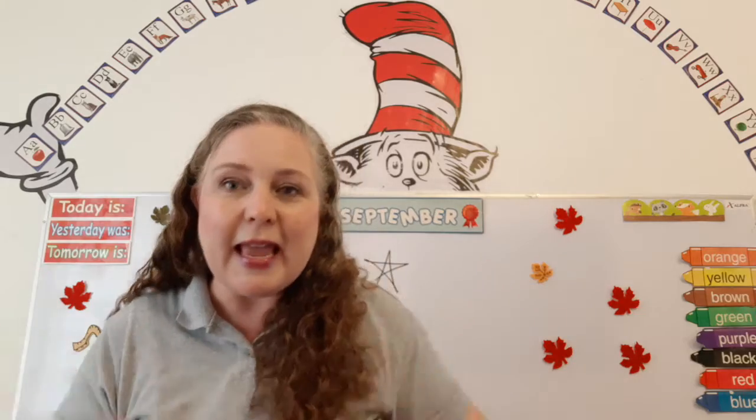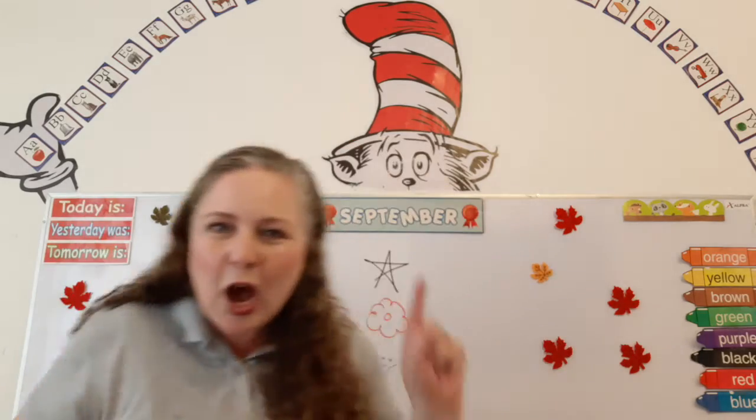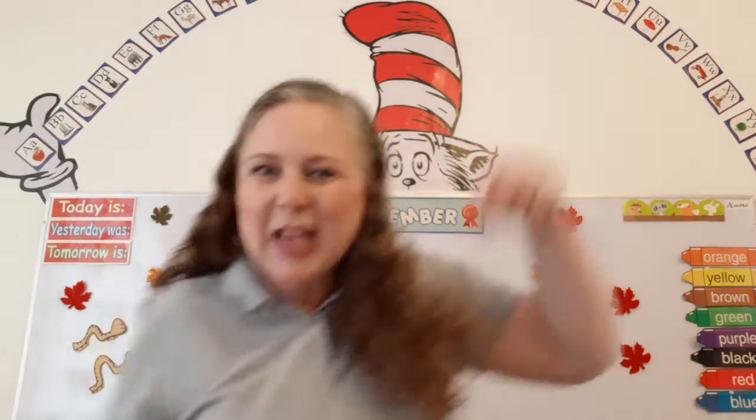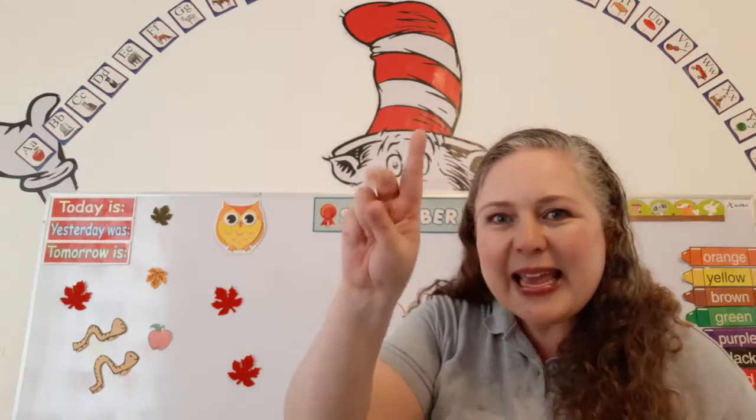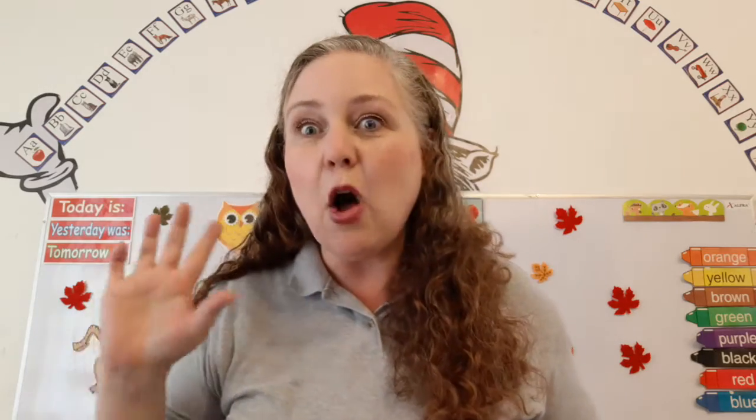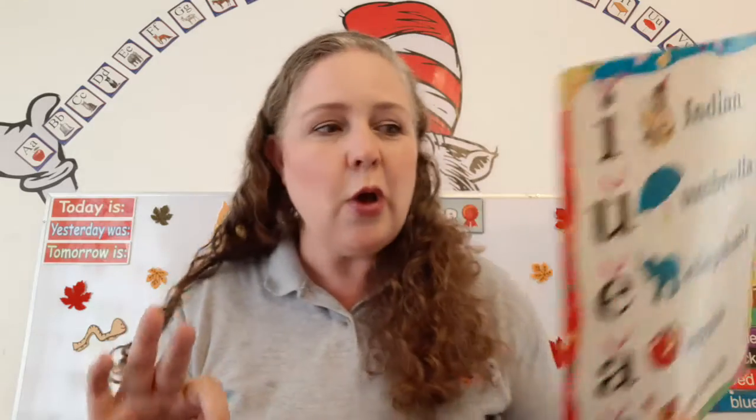Right now we're talking about the vowels. Do you know how many vowels are in the alphabet? Five, that's right. There's five vowels in the alphabet. What are they? A, E, I, O, U, vowel disco. A, E, I, O, U, vowel disco. That's right. And they all have sounds. We've already learned three. Okay, can you look at this?